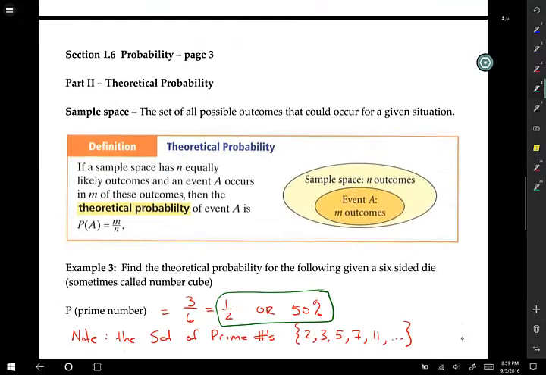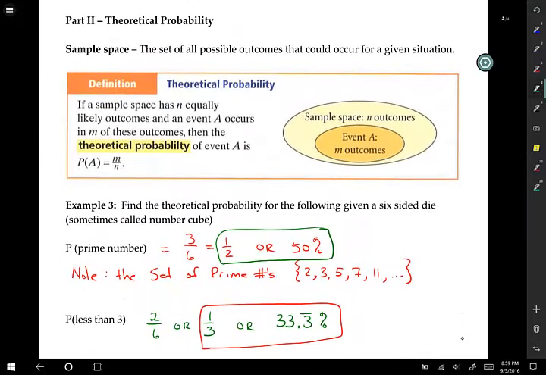Let's move down now and talk about theoretical probability. Theoretical probability is the chance of something happening based on what might happen. My first example uses a number cube, a 6-sided number cube, obviously with numbers 1 through 6. What's the chance of getting a prime number? First we have to review prime numbers. Remember, a prime number is divisible only by 1 and itself, but by definition, 1 is not prime. So I've listed my primes here: 2, 3, 5, 7, 11, and so on going up.